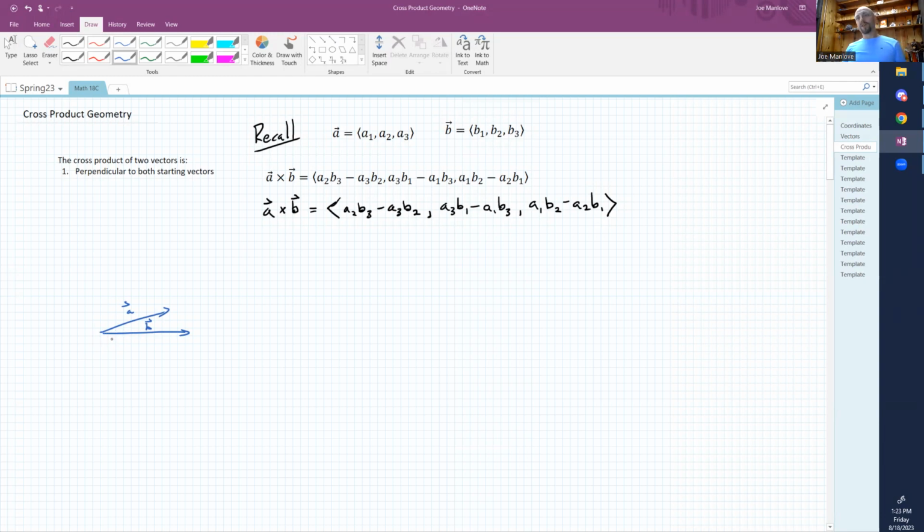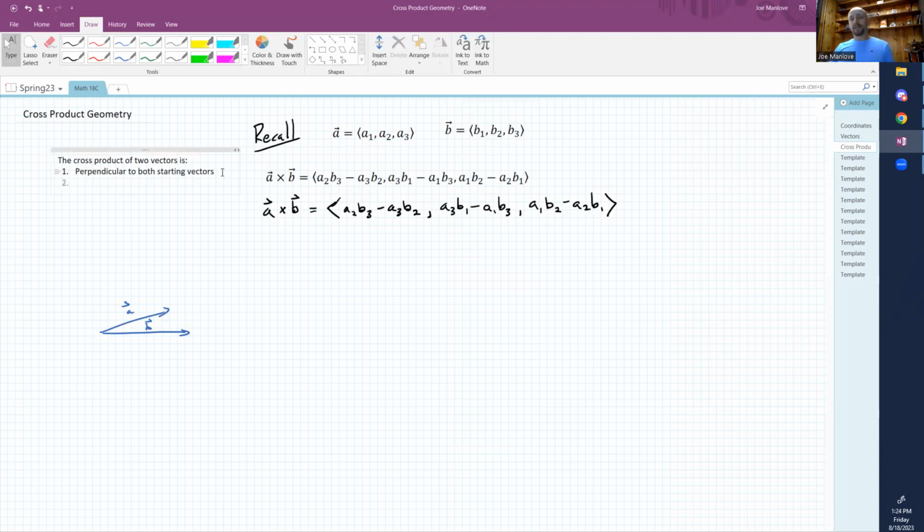And that's one of the things that's worth noting here. Remember, the cross product's not commutative. So it's going to matter which order you apply it in. So if I do A cross B, I'm going to get a different result than if I do B cross A. It's not wildly different, but it is different. So first things first, I get a perpendicular to both starting vectors.